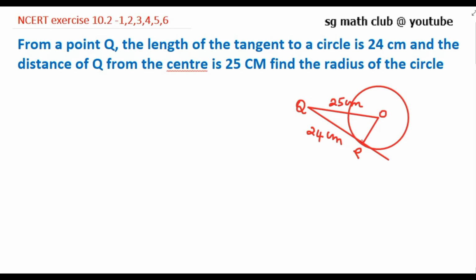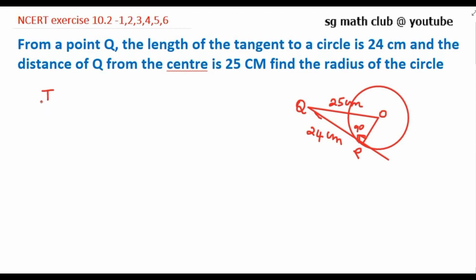Radius means the line segment joining center and any point on the circle is called a radius. Tangent means a line segment which touches the circle at one and only one point. So we need to find the radius of the circle. Again, we have seen this property, that the angle between the tangent and the radius at the point of contact, here P is the point of contact, the point where the tangent touches the circle, is 90 degrees.